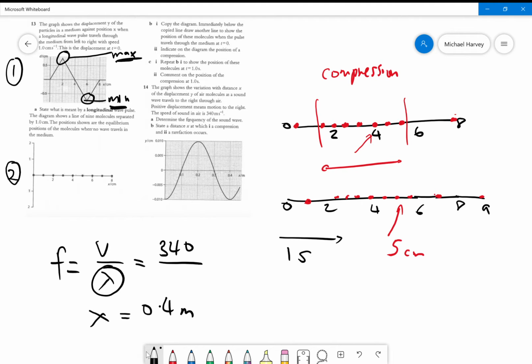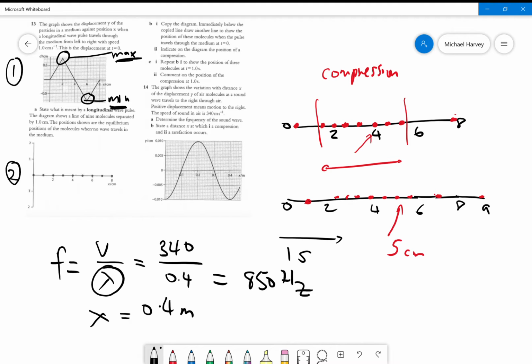So if we put that in, 340 divided by 0.4 equals 850. Not very neat, 850 hertz. How did we get 0.4 meters? Well, it's essentially the distance between the wave formations.